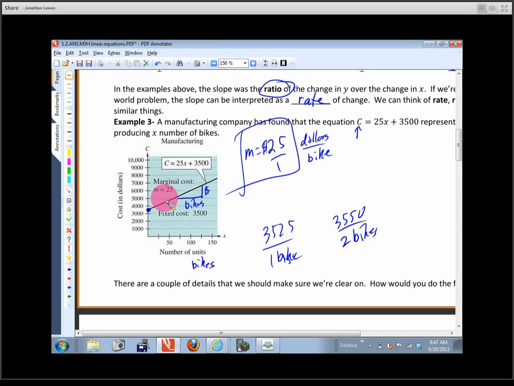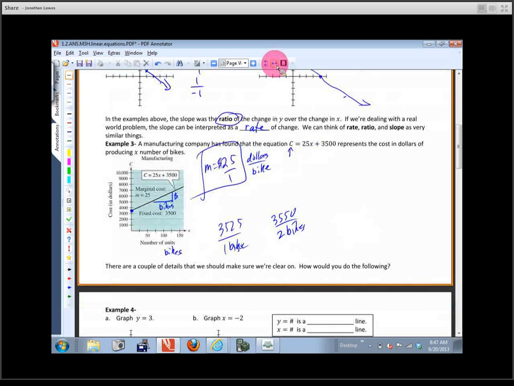Okay, we're going to cover one more idea on the next page, and then we'll be done. This is a good stopping space.